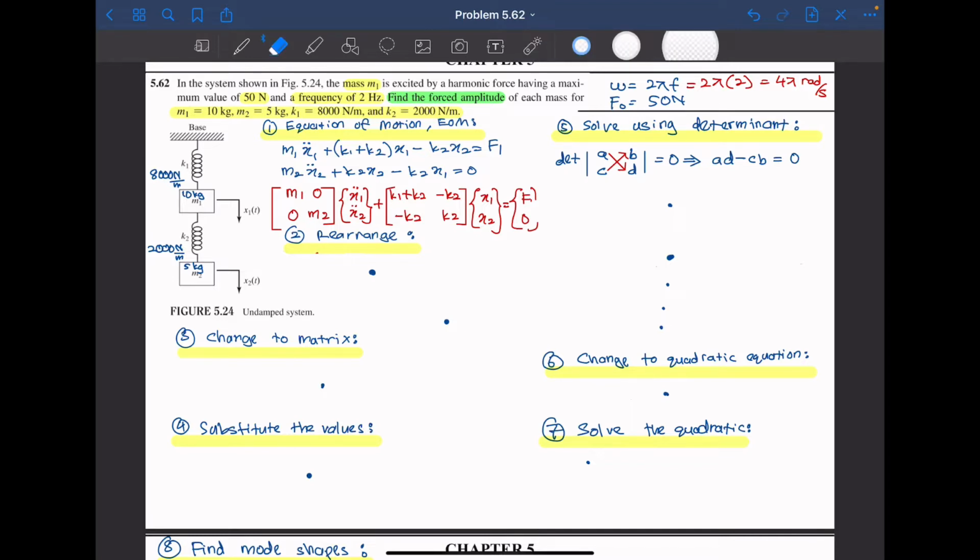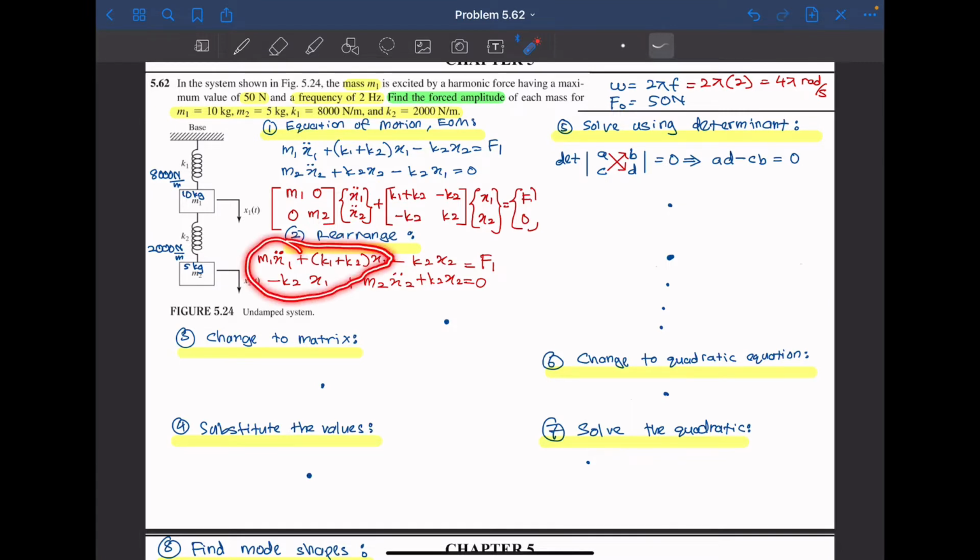Same method, we are now aiming to get the mode shapes. So before you change to matrix, you rearrange it into this form. If you want to rearrange it, you rearrange it; if you don't want to, just go straight to matrix. I put this step by step, as detailed and simple as possible, so you can follow step by step. Once you rearrange this, put it in terms of x1 and in terms of x2 on the right side.